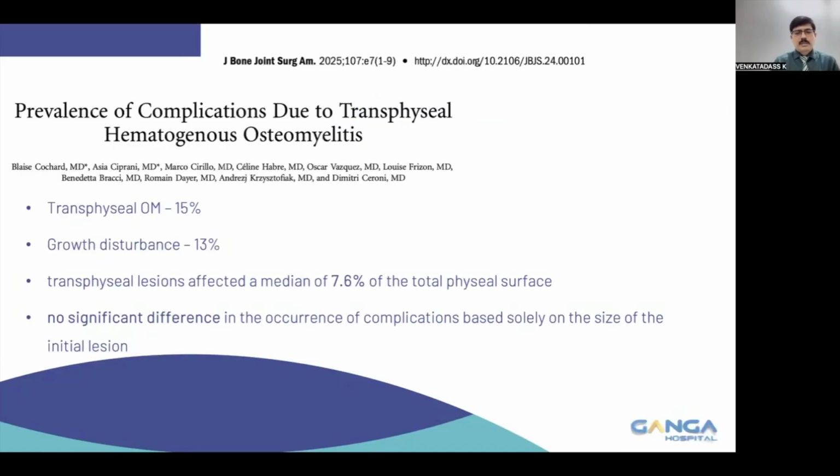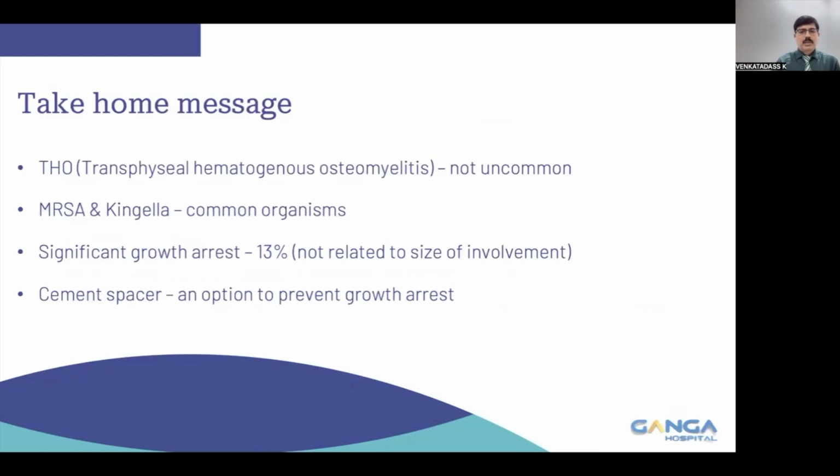Transphyseal osteomyelitis, the incidence is reported to be about 15%, and the growth disturbance rate could be as high as 13%. The median size of the total physeal damage is about 7.6%, and luckily there is no significant difference in the appearance of complications based solely on the size of the initial lesion. So the take-home from this case is that transphyseal hematogenous osteomyelitis is not uncommon. The incidence could be up to 15%. MRSA and Kingella are common organisms, and they can have significant growth arrest, which is not related to the size of involvement, and a cement spacer is an option to prevent growth arrest.